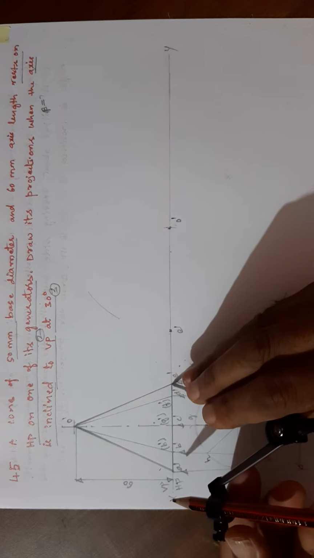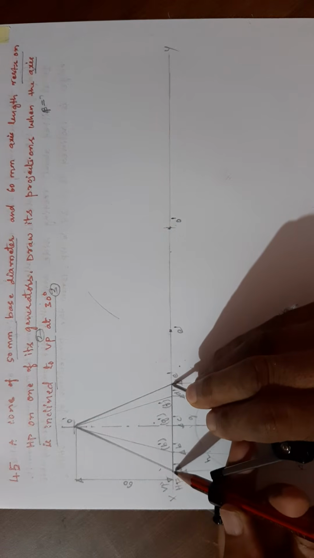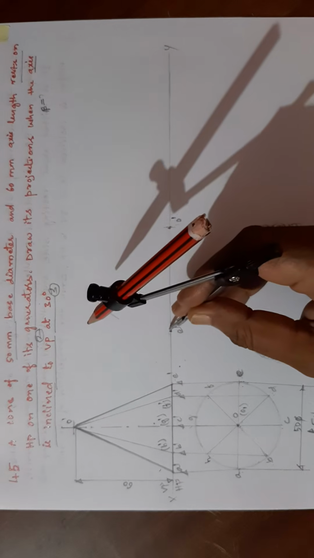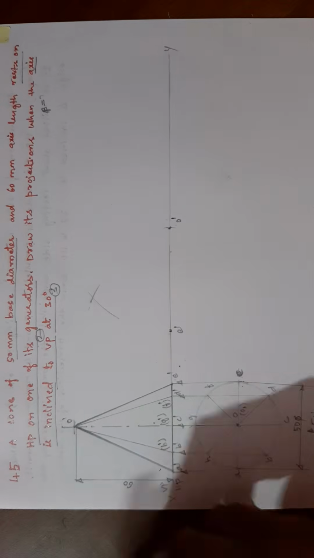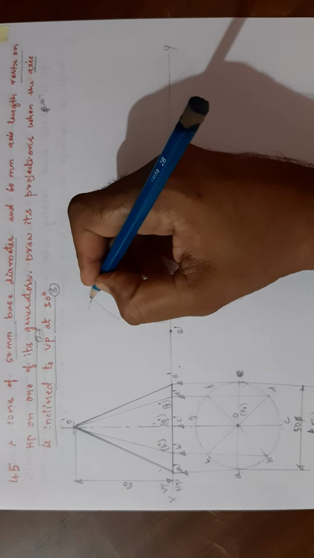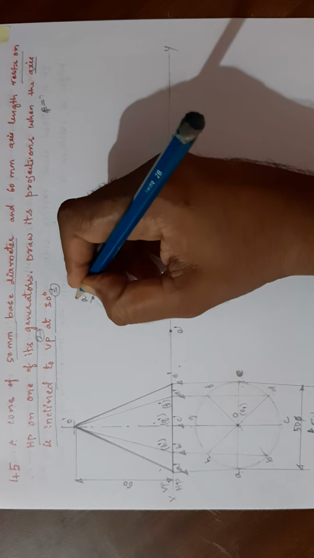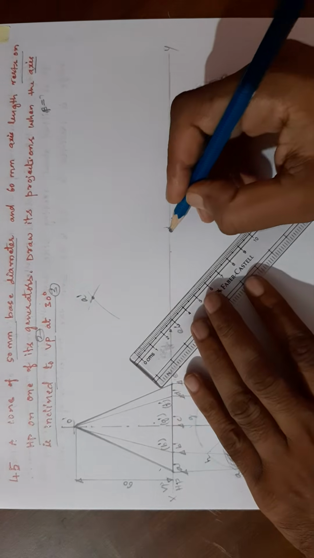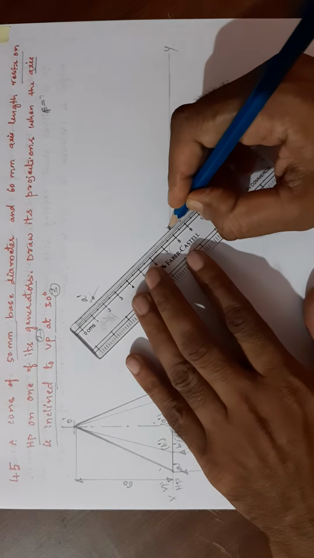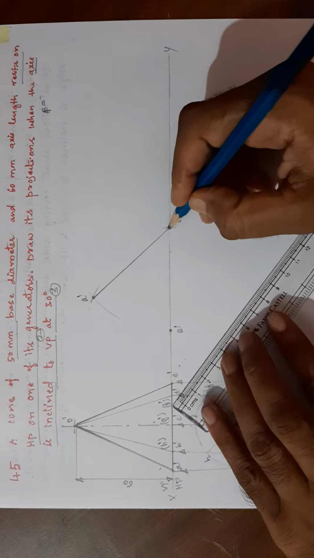Similarly, take the base width E dash A, keep the compass at this point and cut the previous arc. I will get one more point, that point is A dash. Now join all those points. We join all those points with thick line.